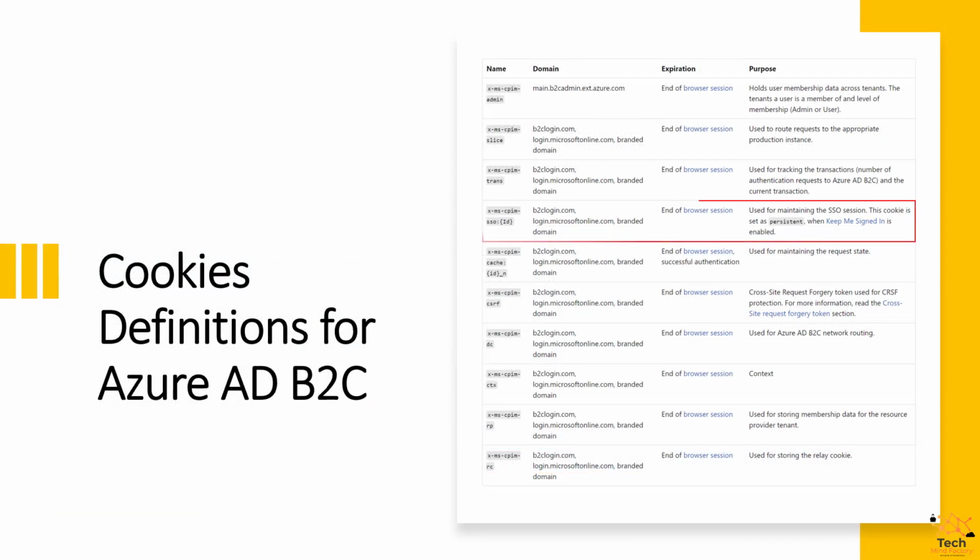Okay, so now when it comes to cookies in Azure AD B2C, there are multiple cookies available. When you check the documentation for Azure AD B2C, you will see that there are different kinds of cookies with different kinds of responsibilities. In this specific video, we are focusing on the single sign-on session, SSO, so that's why we'll focus on the cookie responsible for maintaining the SSO session. And this is the cookie that is currently selected on the screen.